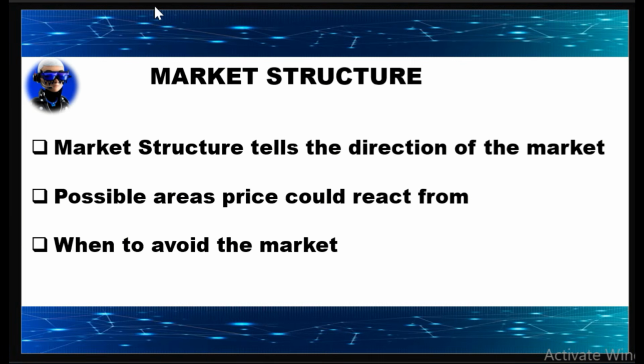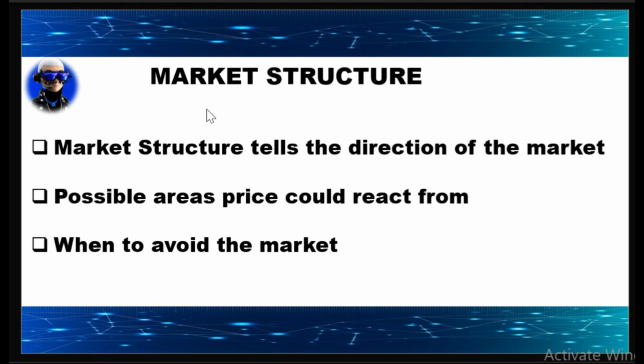Okay, there are a few things to know about market structure, right? So market structure tells us the direction of the market. Now this is very important because when you trade the market, it is very important to always trade in line with the direction of the market. So, for instance, if the market is bullish or buying, it is wise to buy alongside the market. If the market is selling, it is also appropriate to sell.